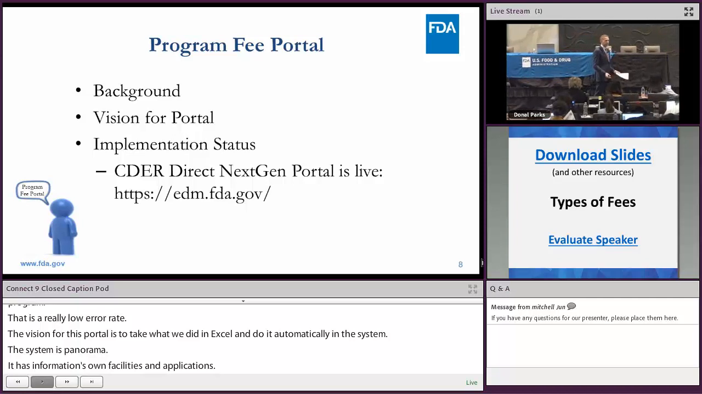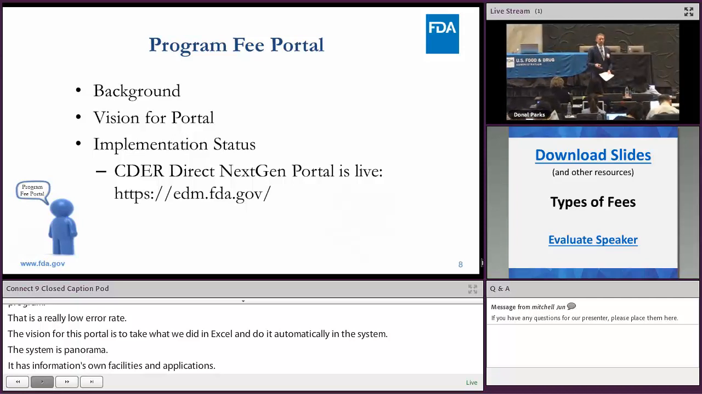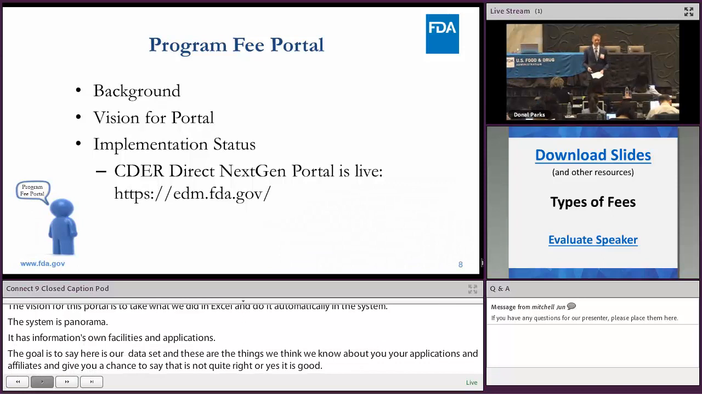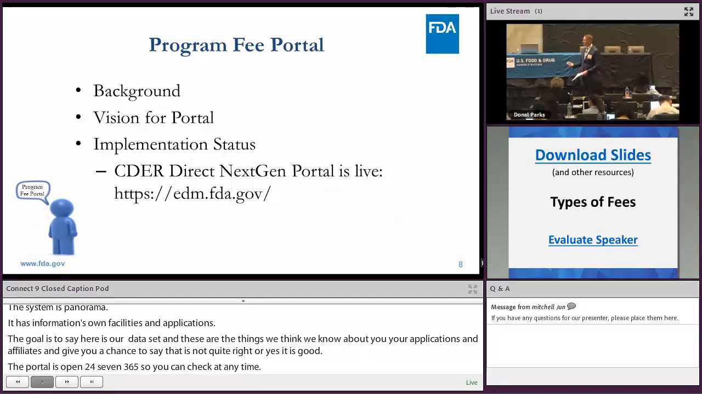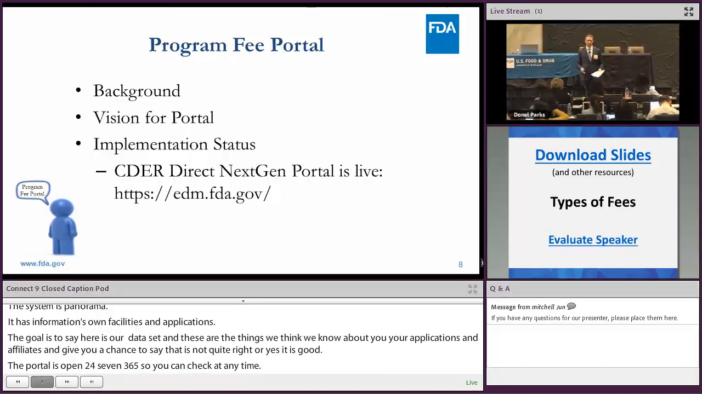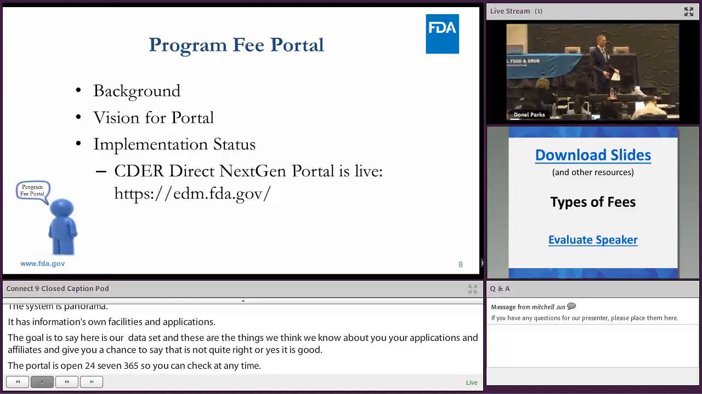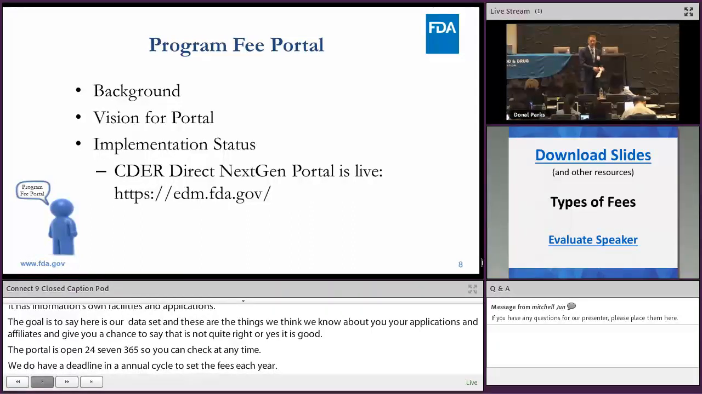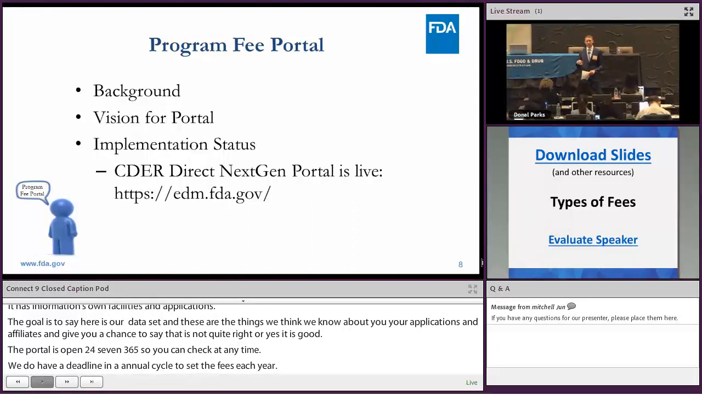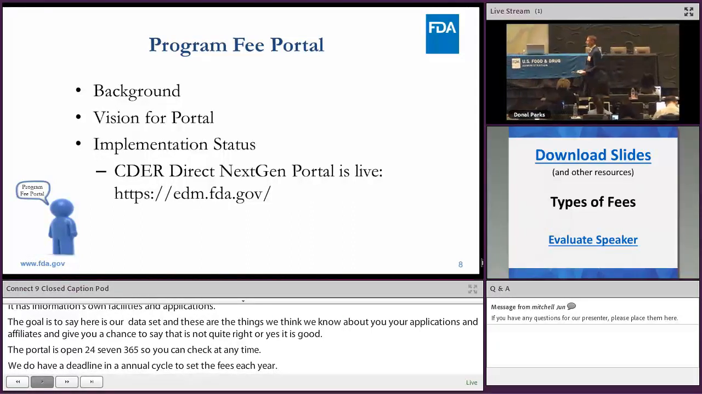You can go in and check this stuff anytime, but we do have a deadline. There's an annual cycle where we have to set the fees each year. And so we have asked people to get their information in by April 1st if they're withdrawing applications or transferring ownership or things like that, to help us understand how many companies with their affiliates fall into each of the three tiers, the small, medium, and large.